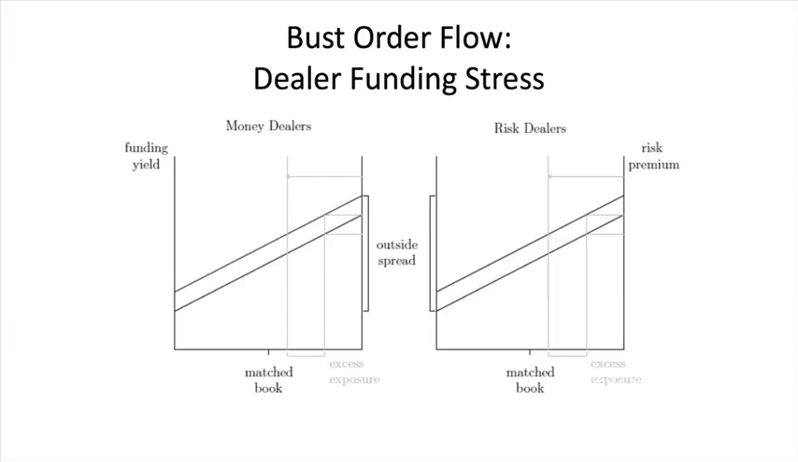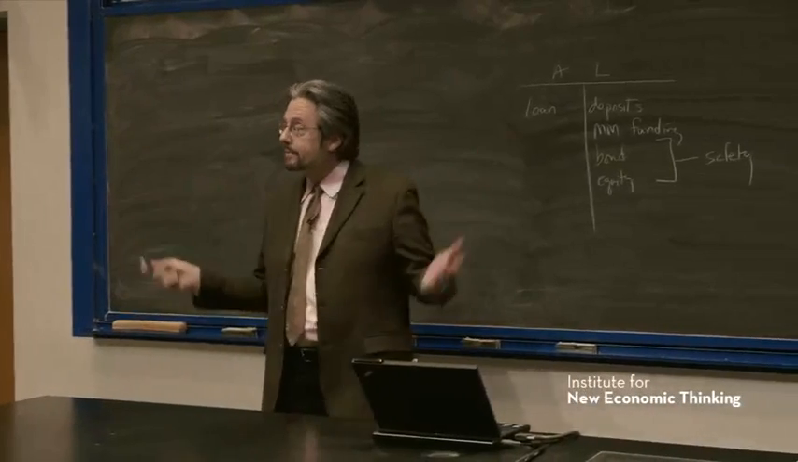If that loss is on the balance sheet of the dealers, though, I'm showing that their ability to hold a position is shrinking. Because they've lost capital, their ability to actually hold inventories shrinks. So there's a shift back in their financing limits, both the money dealer and the risk dealer. So there's a little gap there, excess exposure, for both these dealers that they have to liquidate.